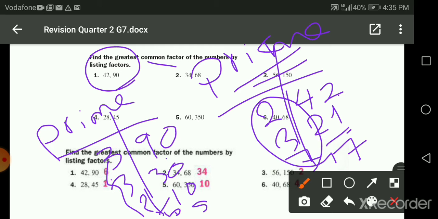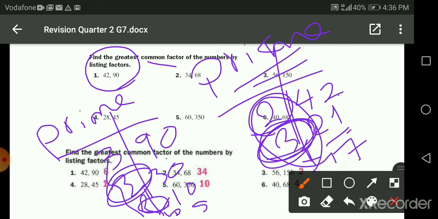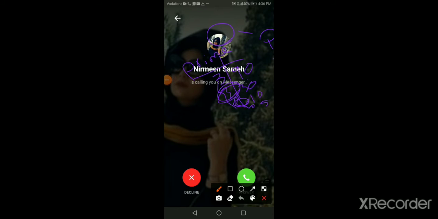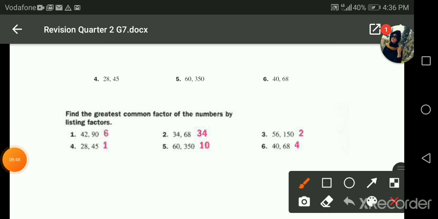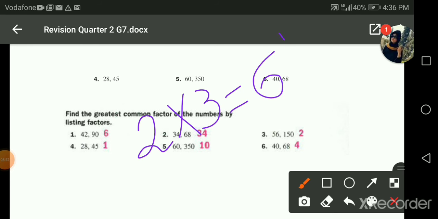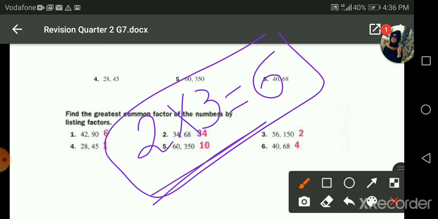So we are going to take here just the repeated ones. The greatest common factor, take just the repeated. Where are the repeated numbers? 3 and 3. 2, 2. Do we have any repeated? Oh, no, we don't. So I'm going to take 2 multiplied by 3, which is 6. So the greatest common factor here is just the repeated factors for the 2 numbers.